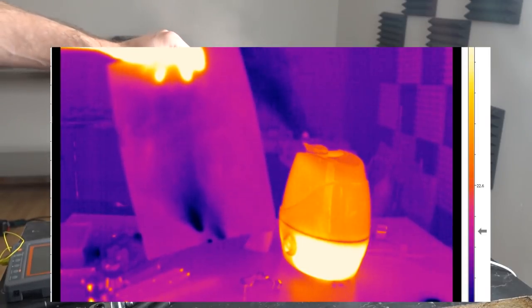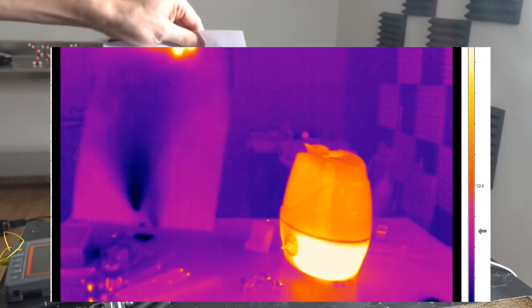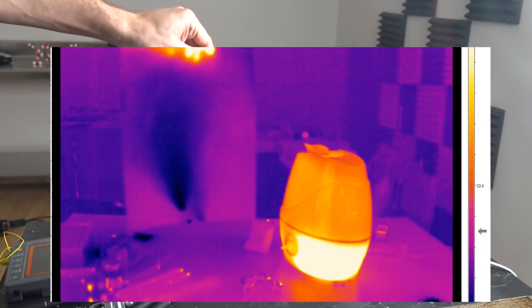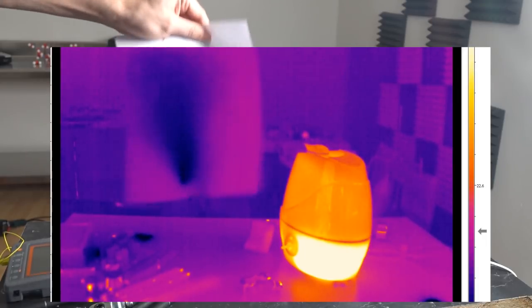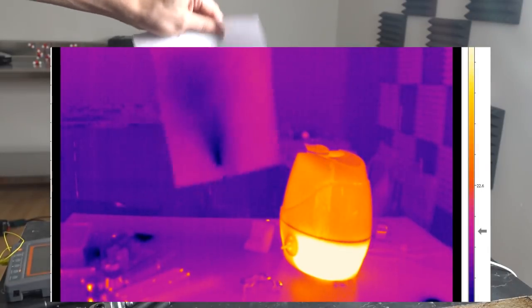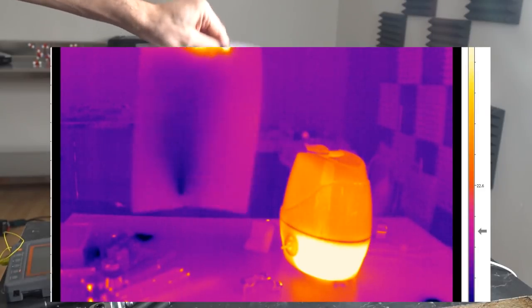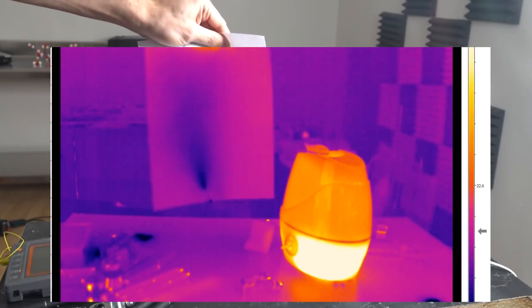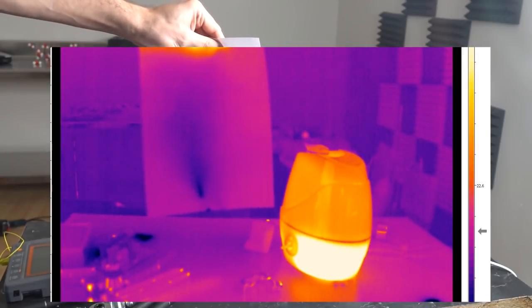And what's more, if I now shake it once it's got a bit of nebulized water on it, it gets even colder. And it keeps on getting colder until all that water is evaporated off. So you see it starts evaporating here now. And it'll take a few seconds, and eventually you'll get back to a homogeneous piece of paper again.